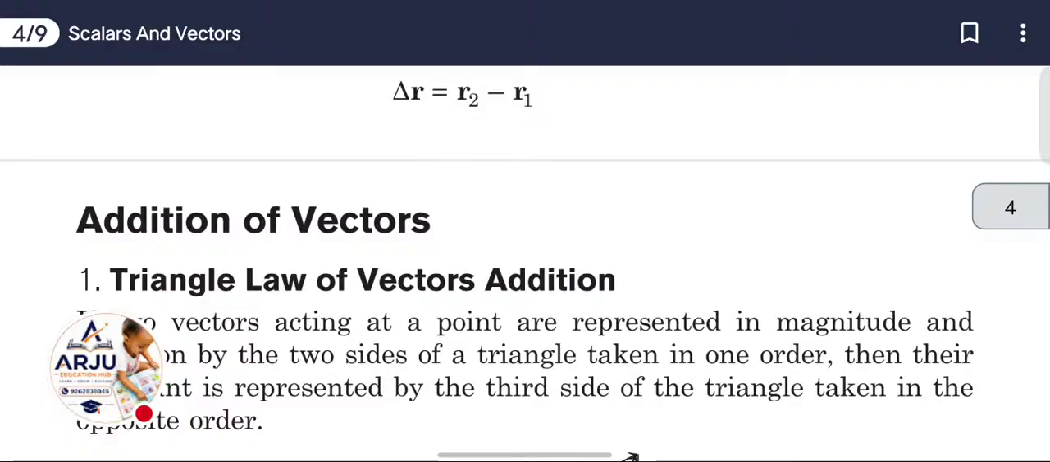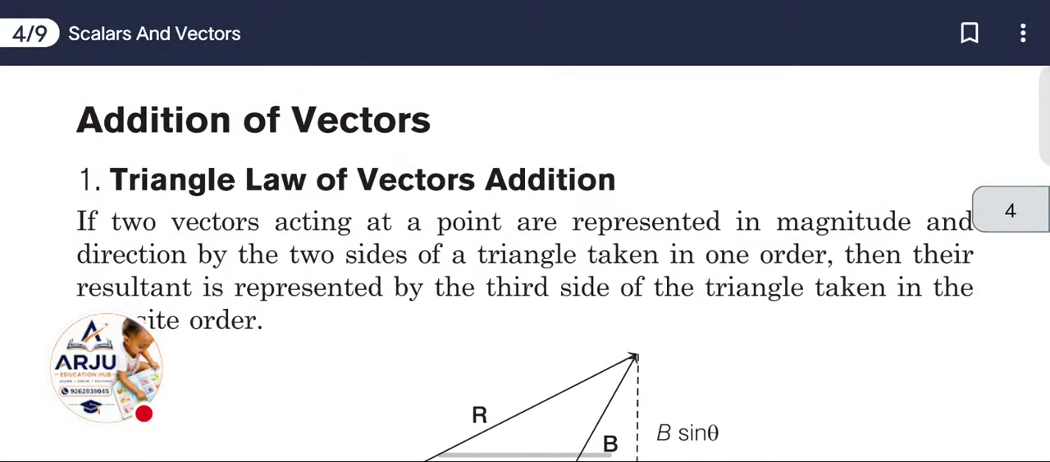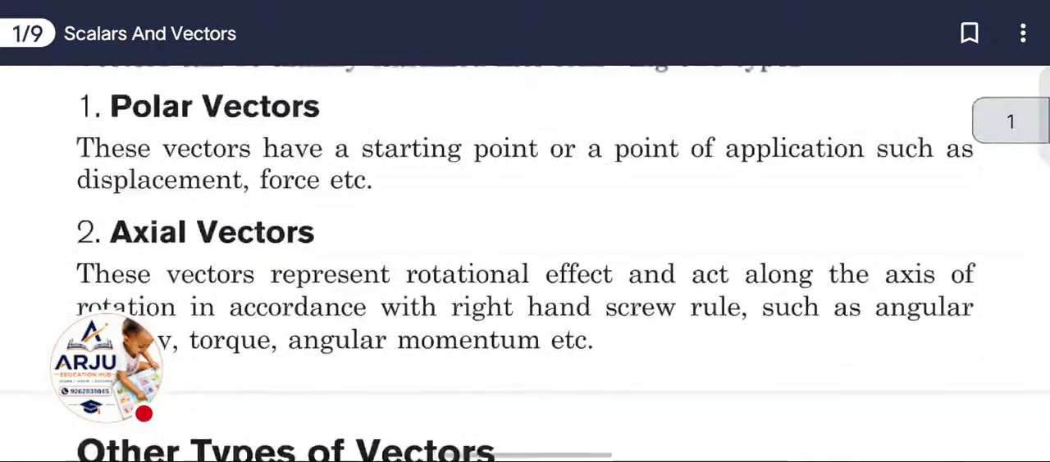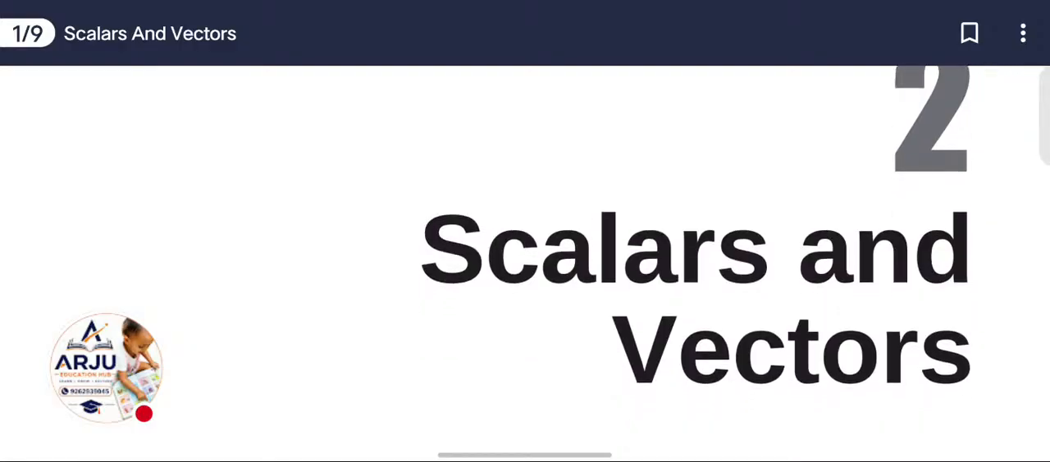So that's all in this video. Tomorrow we will discuss the addition of vectors. In the addition of vectors we will discuss the triangle law. We have many topics in scalar and vector quantities.